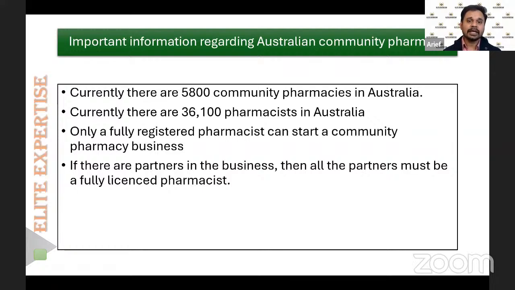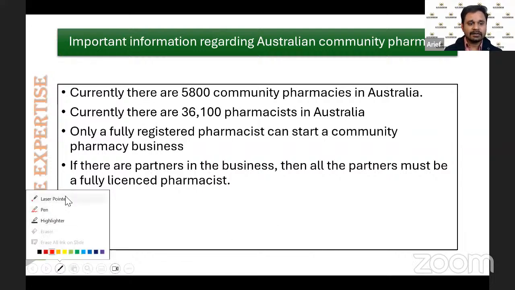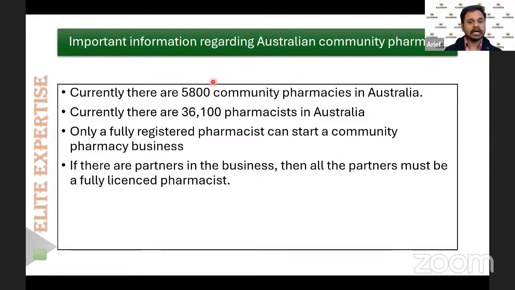This is the place where pharmacists have a good opportunity. Currently there are 5,800 community pharmacies in Australia, and there are 36,100 registered pharmacists in Australia. In order to run a pharmacy business in Australia, only a fully licensed, fully registered pharmacist can start a community pharmacy business. If they don't have the pharmacy license, they can't start the pharmacy business.